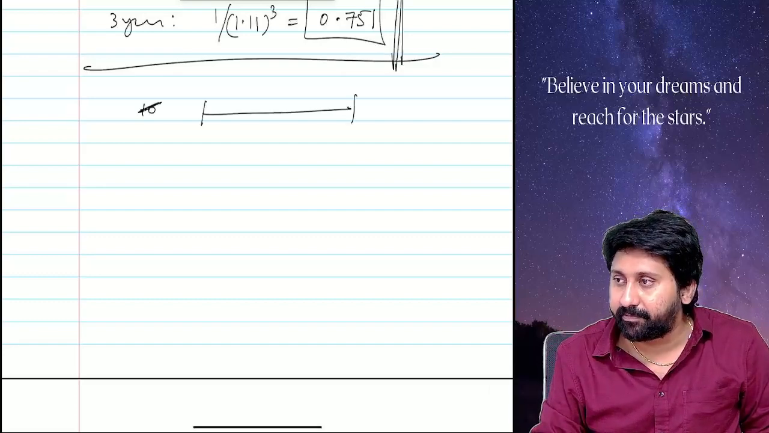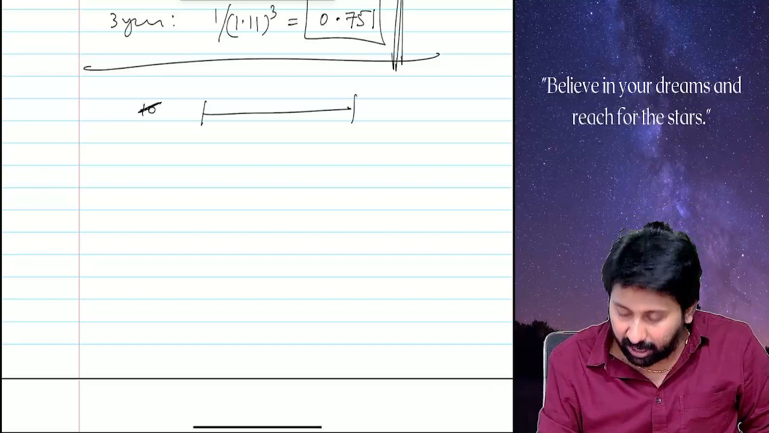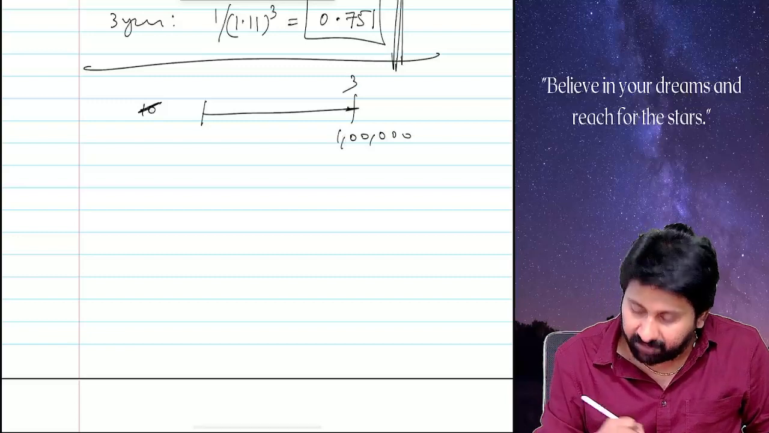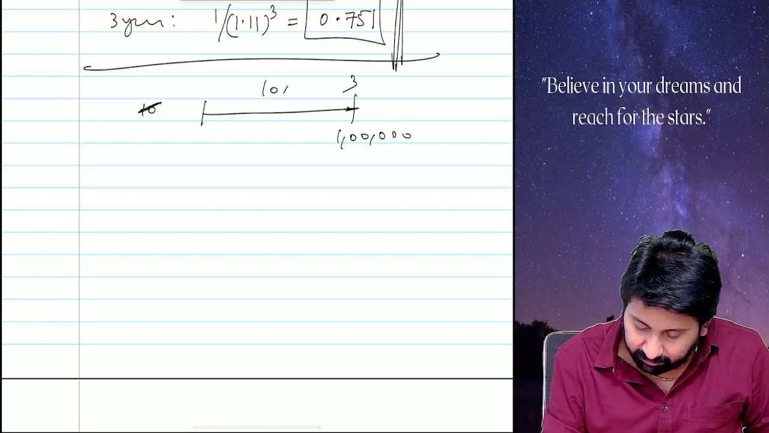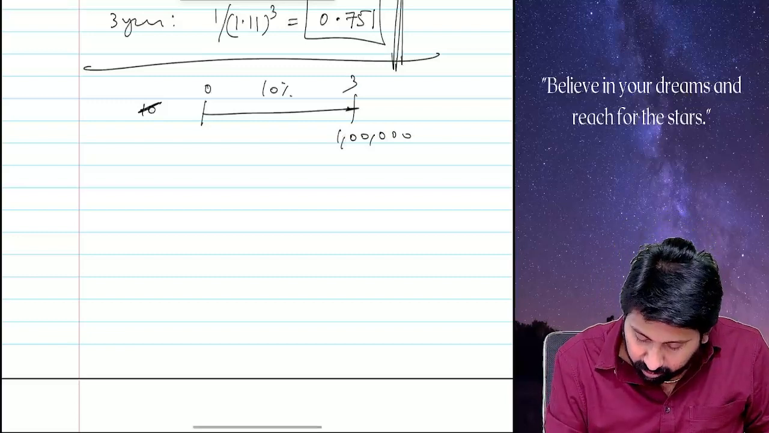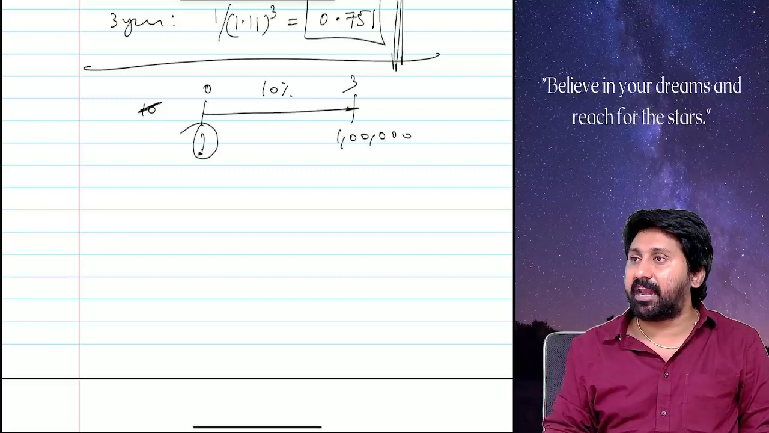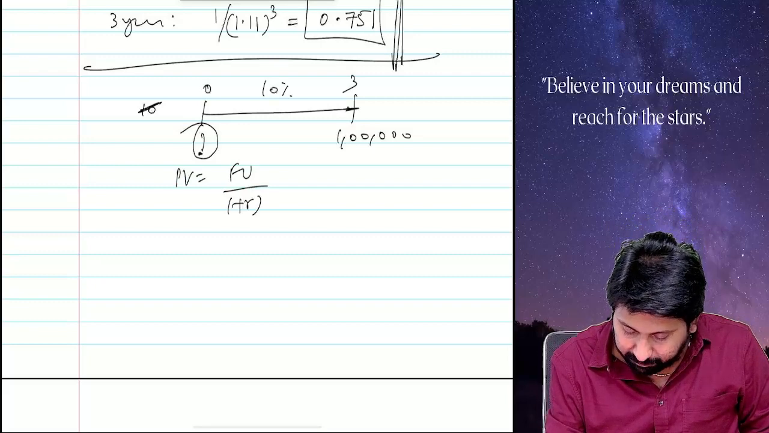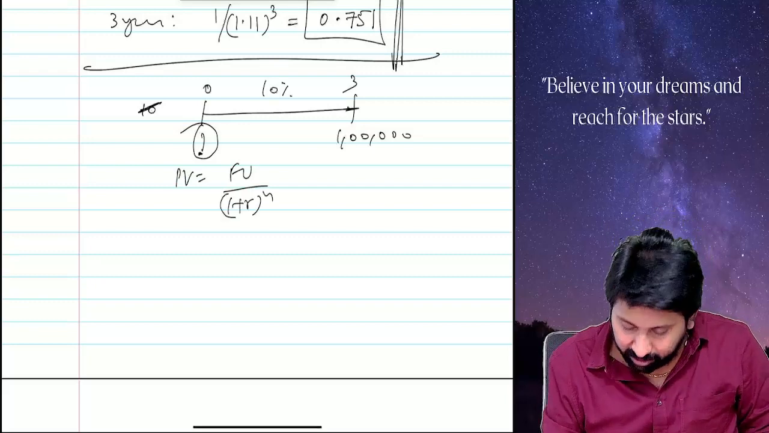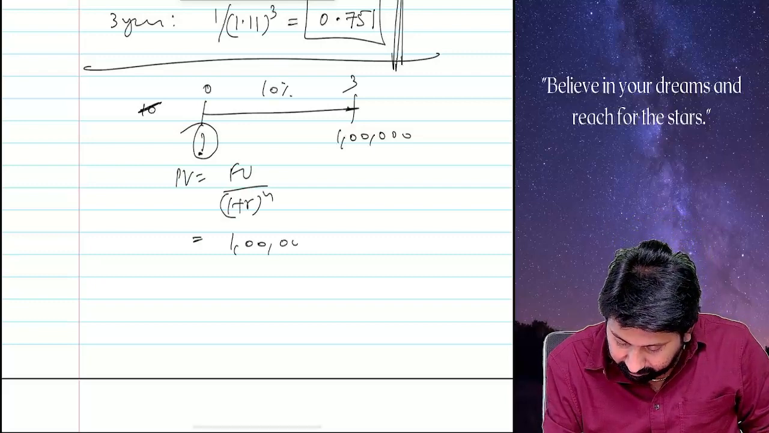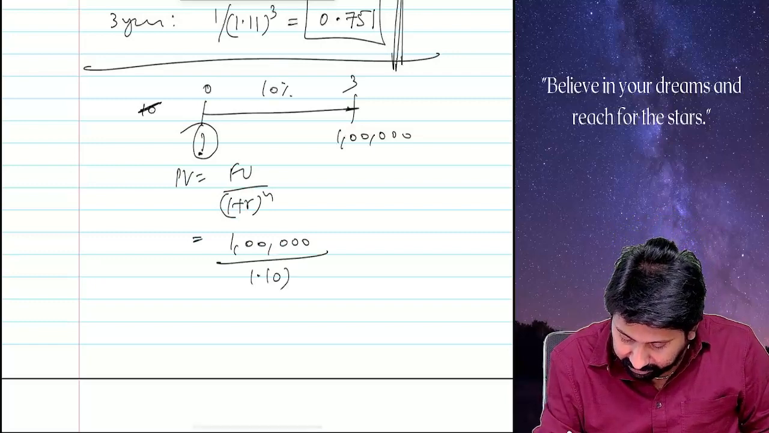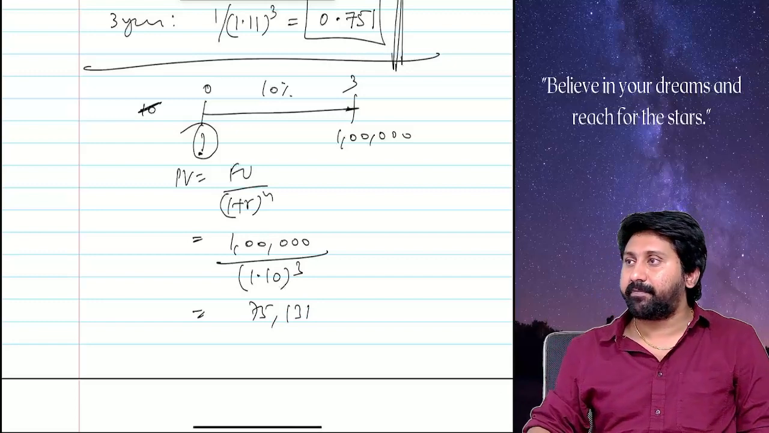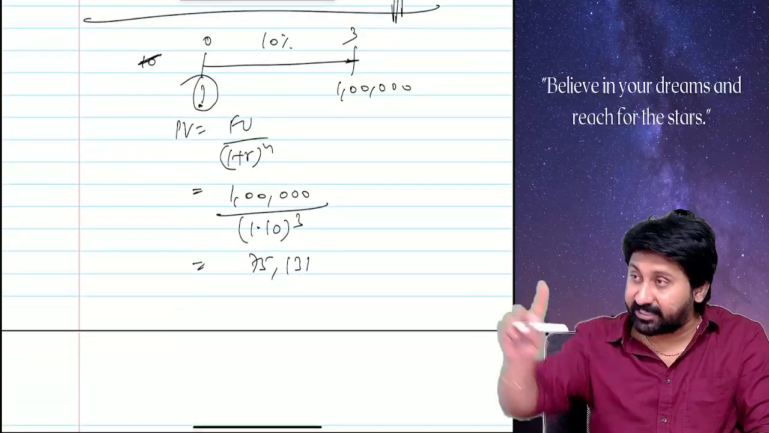Please listen. I want 1 lakh rupees after 3 years. Required return is 10%. Today, how much do I need to invest to achieve that 1 lakh? PV equals FV divided by 1 plus r whole power n. Okay? FV means how much? 1 lakh at 1.10 power 3. How much? 75,131.